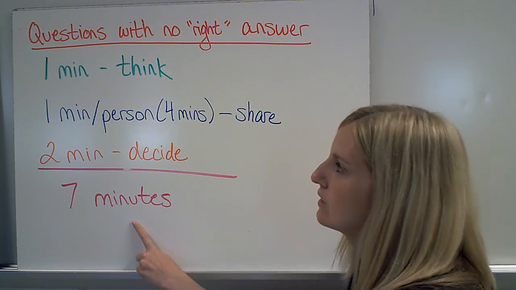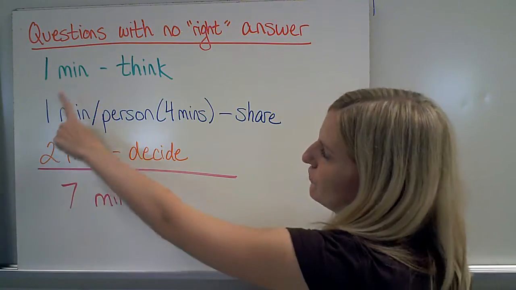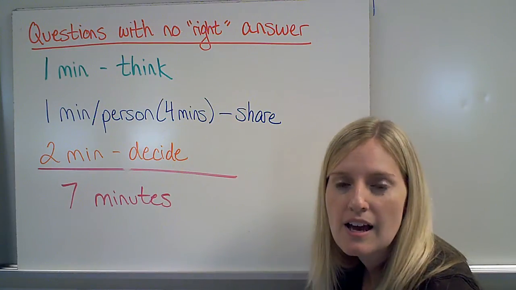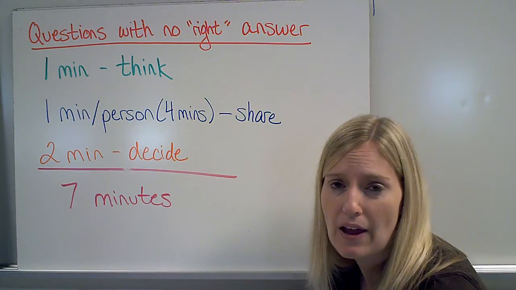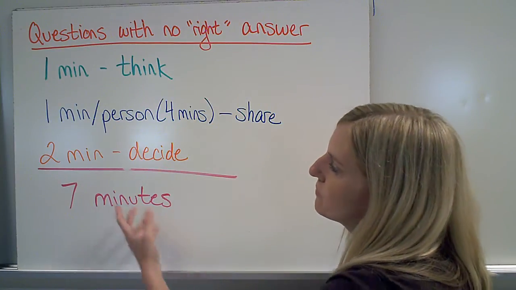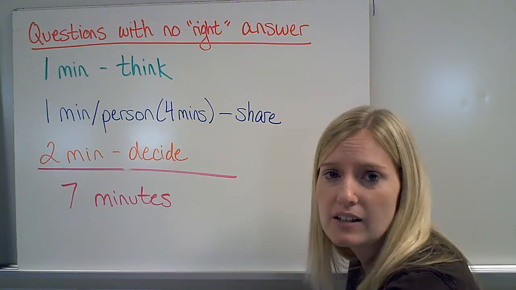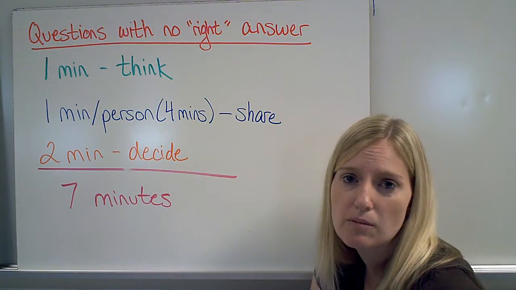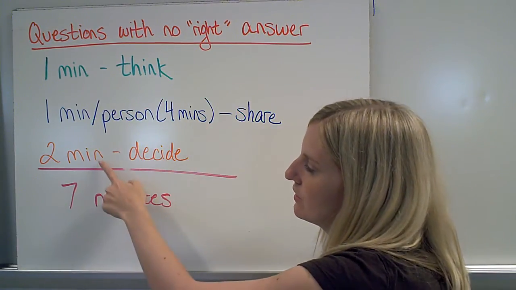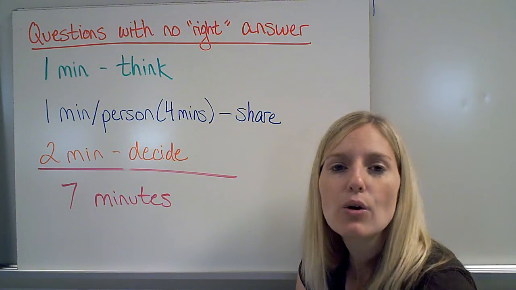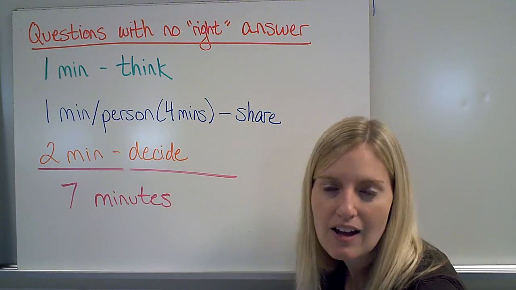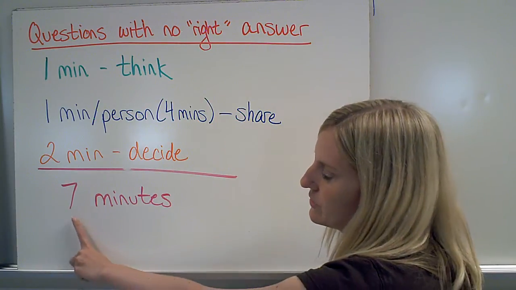But during those 7 minutes, there are different things that should be going on. So for the first minute, your group should think about the question at hand and all of your possible opinions about that question. Once you've decided on that, you can start to share those thoughts with your group members. So each person will have about a minute to share what he or she thinks the best answer would be and why. So that gives us a total of 4 minutes for just sharing. And then you have about 2 minutes in your group to decide which of those opinions is the best or makes the most sense, etc., and why that is. Altogether, that gives you 7 minutes.